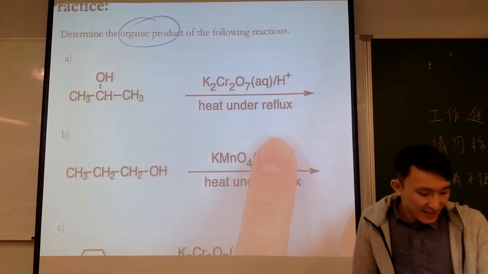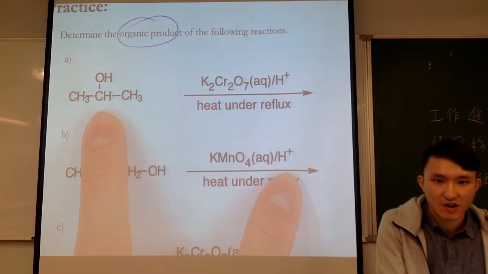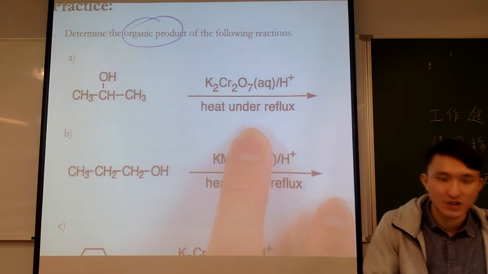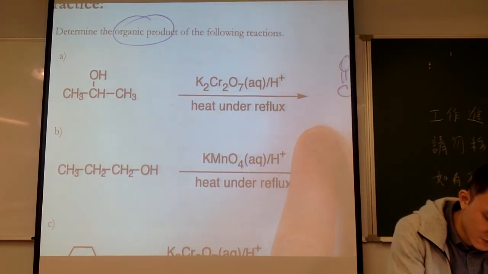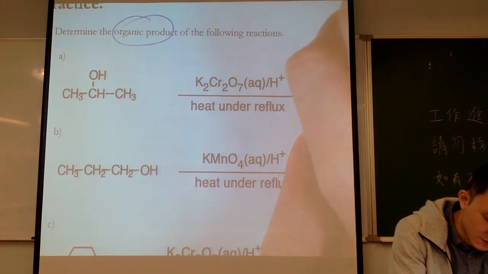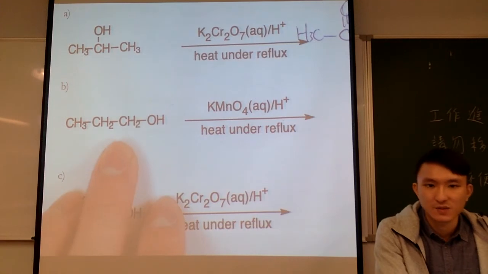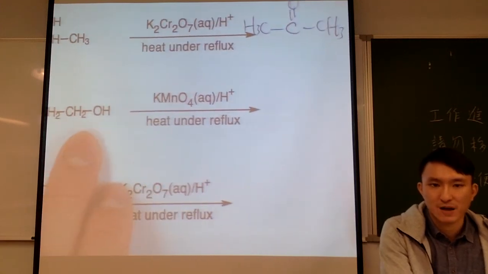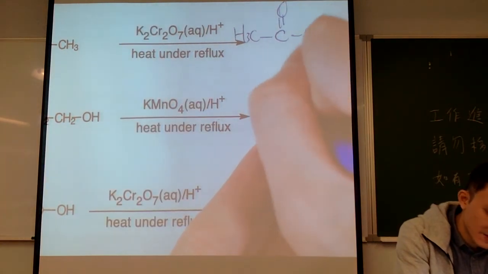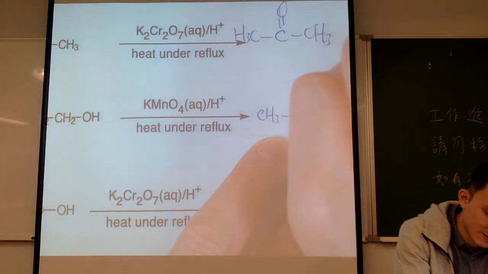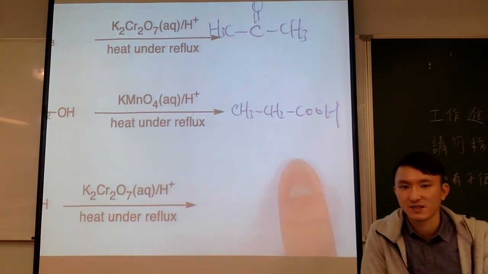Okay, let's check. We have a secondary alcohol here. With dichromate, it will form a ketone. And the next one is a propanol, so it's a primary alcohol. We use permanganate, of course it will form carboxylic acid.